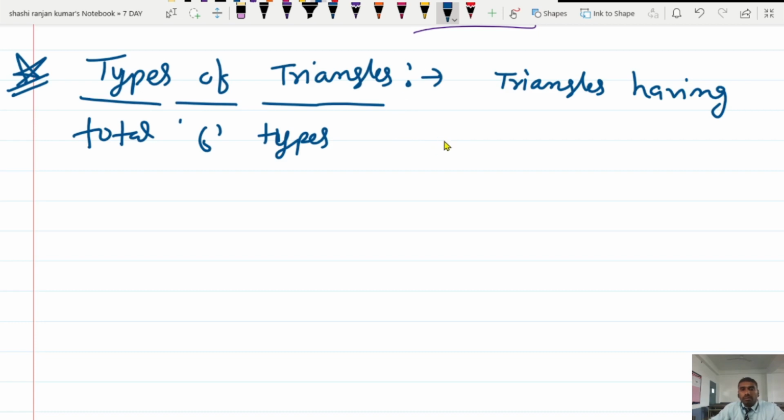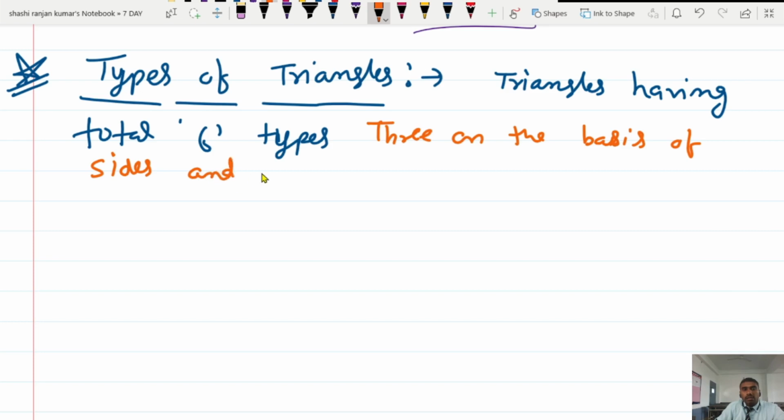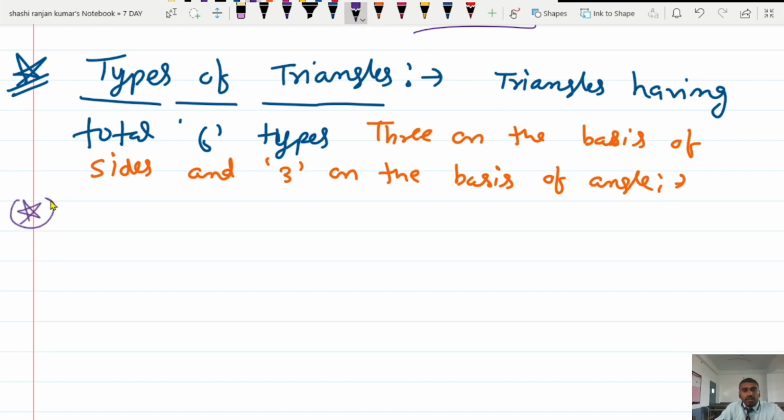3 on the basis of sides, and 3 on the basis of angles. Let us first discuss the types on the basis of sides. So 3 on the basis of sides.